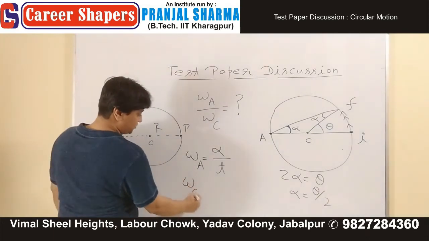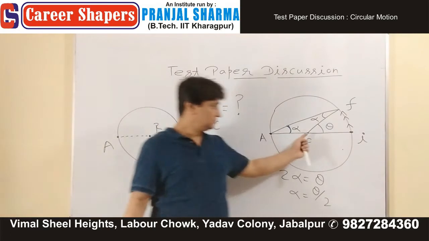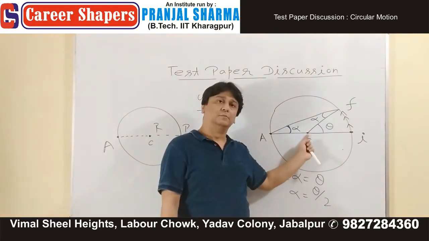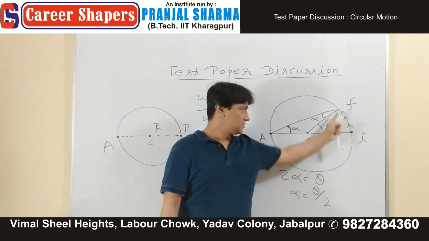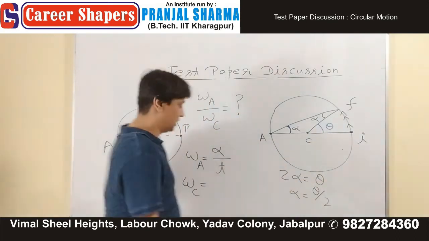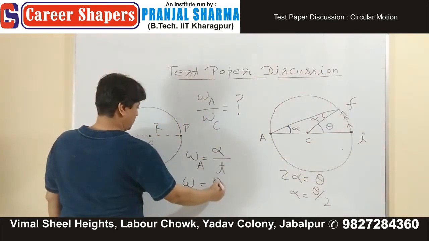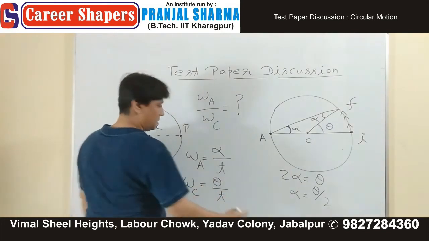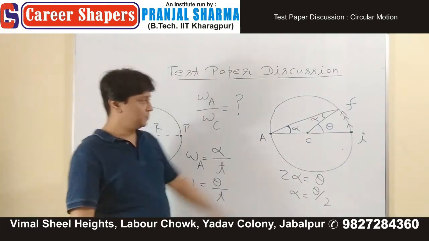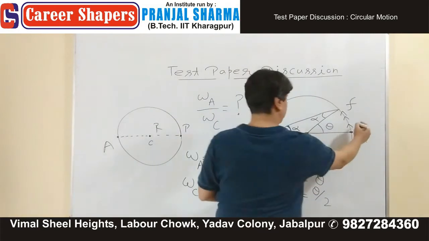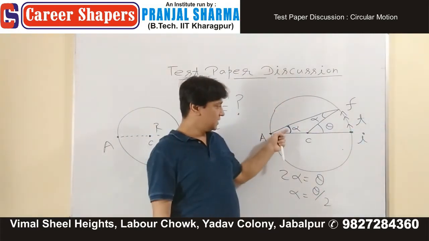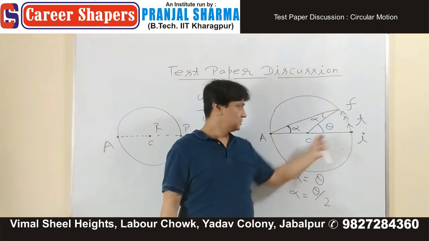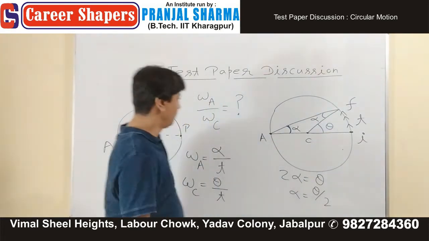For an observer at C, same object, what is the angle covered? Theta divided by time, so it's the same for both cases. The object moves from here to here in time t. A thinks it covered angle alpha, C thinks theta.